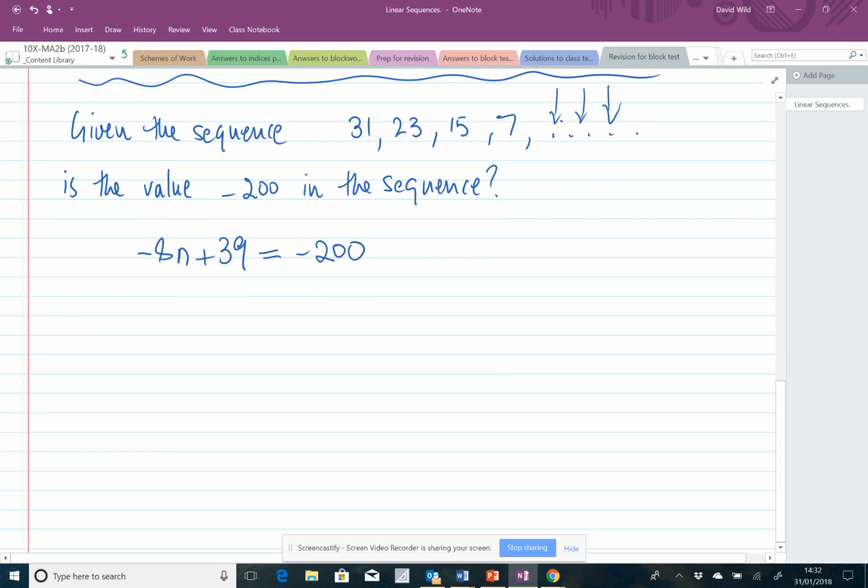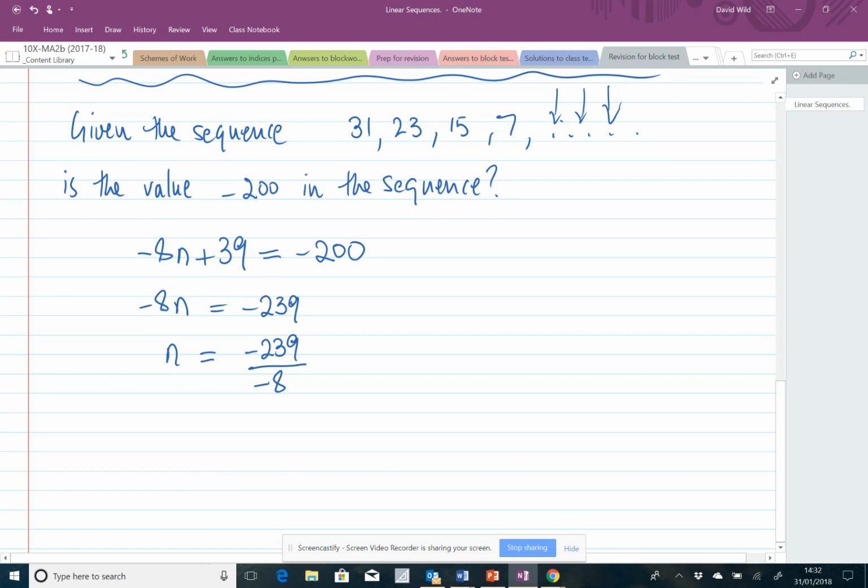Well, here we go. How do I solve that? Well, I can subtract 39 from both sides. So this is minus 200 minus another 39, which is minus 239. And then I can divide both sides by minus 8. So I get minus 239 divided by minus 8.